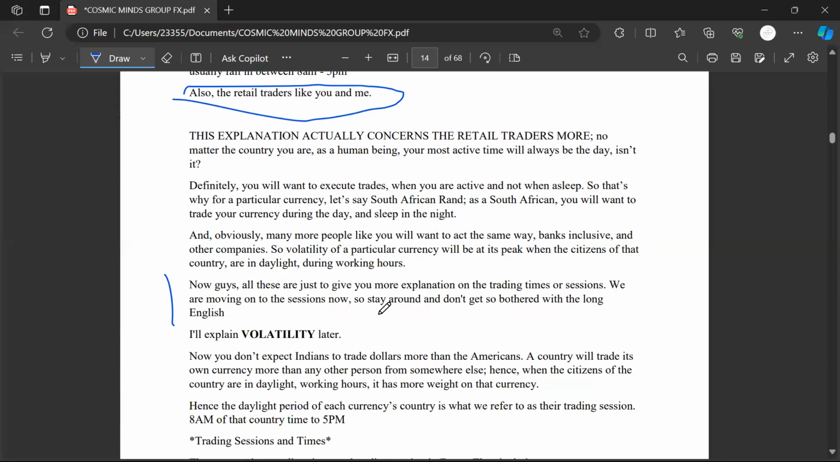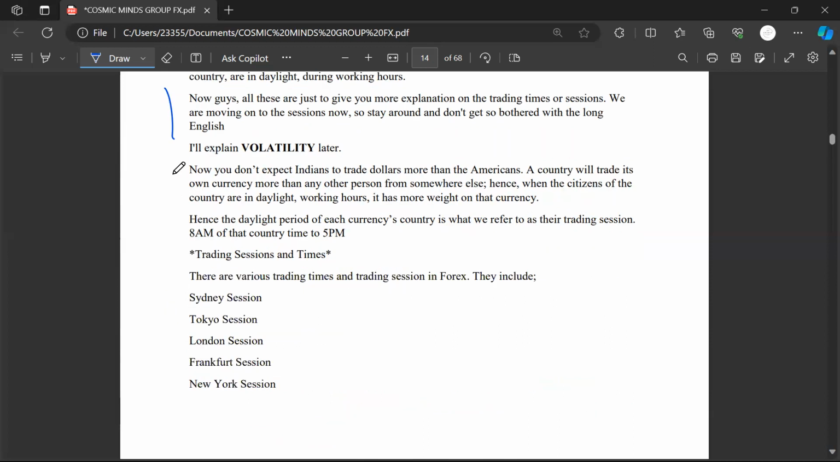Now it is traded because the countries of those currencies are active. It is day in their country, right? So that currency pair will have a higher volatility. So this is one of the factors, and in fact, we have a sister or a brother called liquidity. This is what we'll be looking at in order to know when to trade, to enter a market or not.